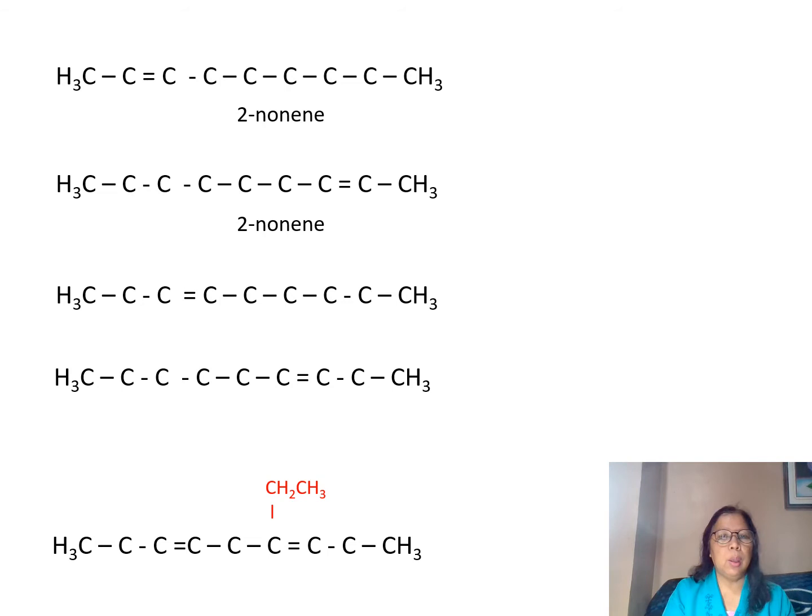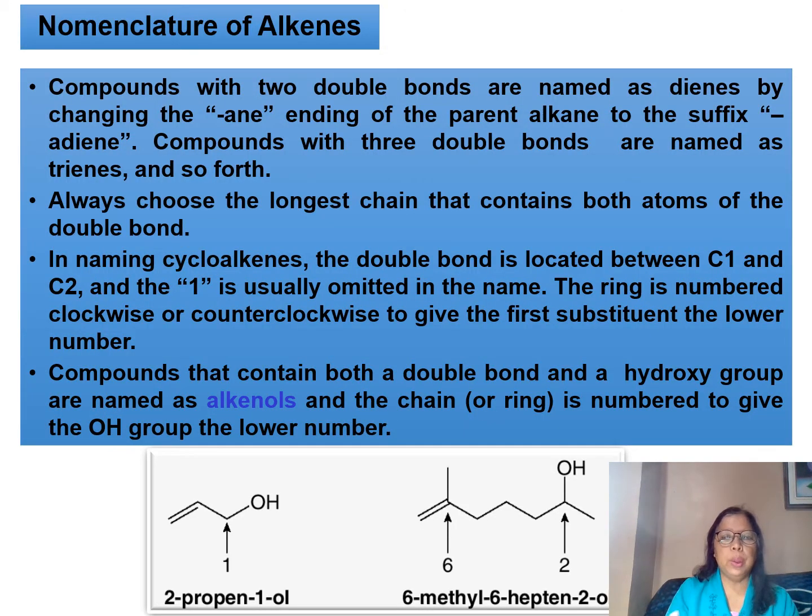Now in this case, you have 1, 2, 3, so this is 3 nonene. This is also 1, 2, 3, 3 nonene. 1, 2, 3, 4, 5, 6. Of course, 6 has a greater number, implying that it is more away from the double bond. Now, we have here the presence of an alkyl group. There are 2 carbons, so this is ethyl. So, how are you going to name that?